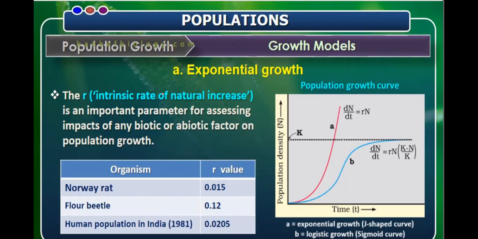So what is exponential growth? The r, that is the intrinsic rate of natural increase, is an important parameter for assessing the impact of any biotic or abiotic factor on population growth. For the rat, the small r value is 0.015. For the flour beetle, 0.12. For the human population in India, according to the 1981 census, the r value is 0.020. These are some data.